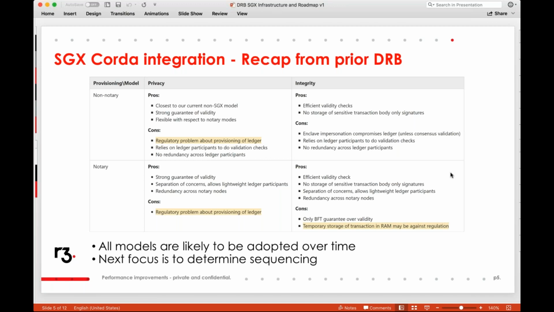And the other axis is the where: where do we store transactions, where do we store signatures? In the non-notary provisioning model, which is the top one, we would do the same thing we do currently, which is all participating nodes store the whole ledger or signatures. But with SGX, we have the possibility of offloading the responsibility of storage to the notary nodes, or the notary infrastructure.